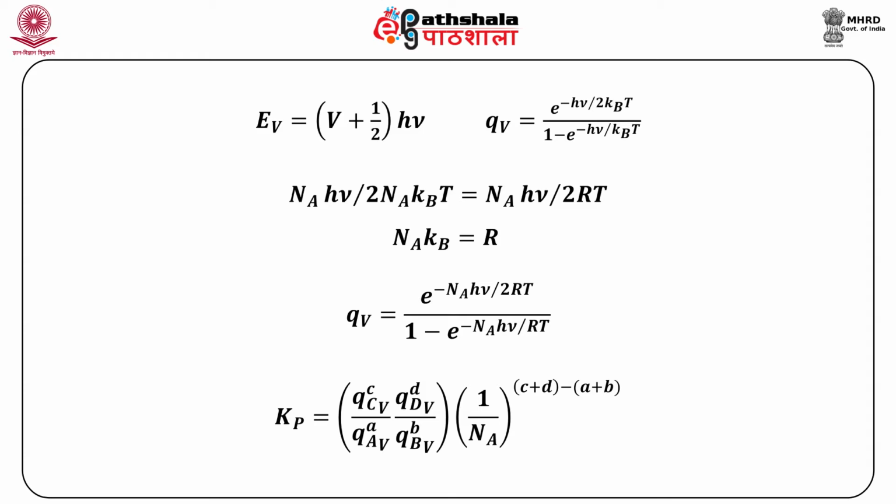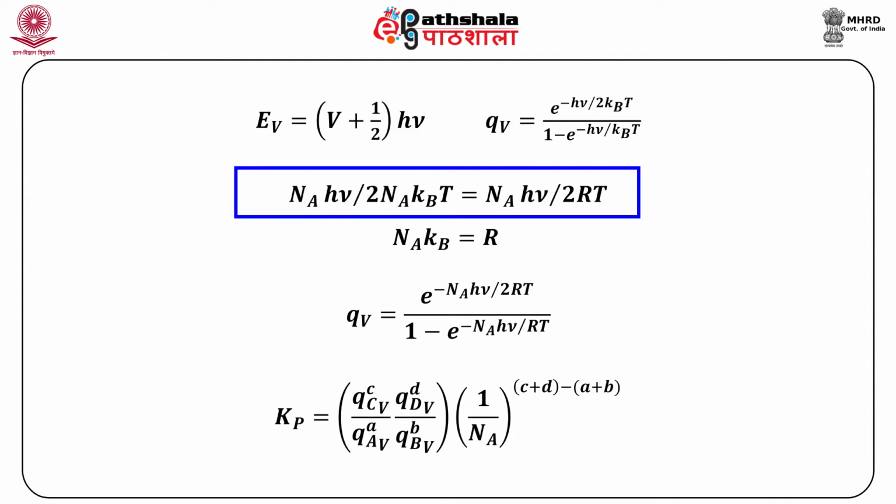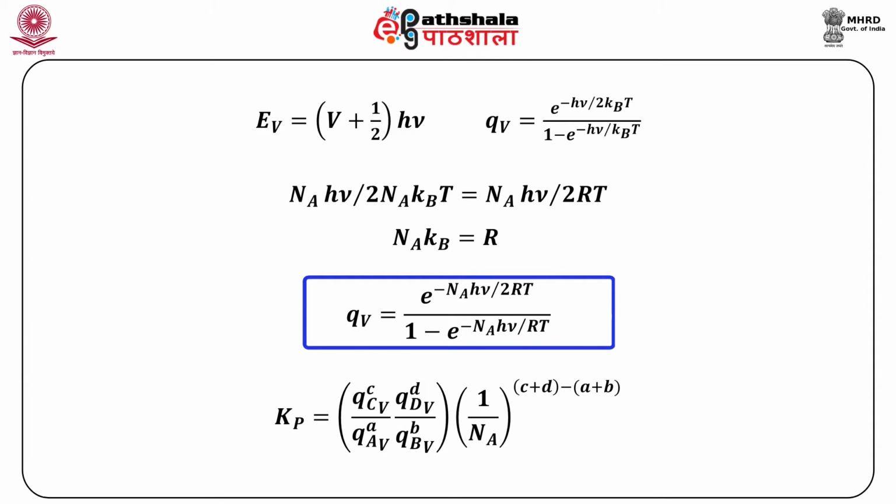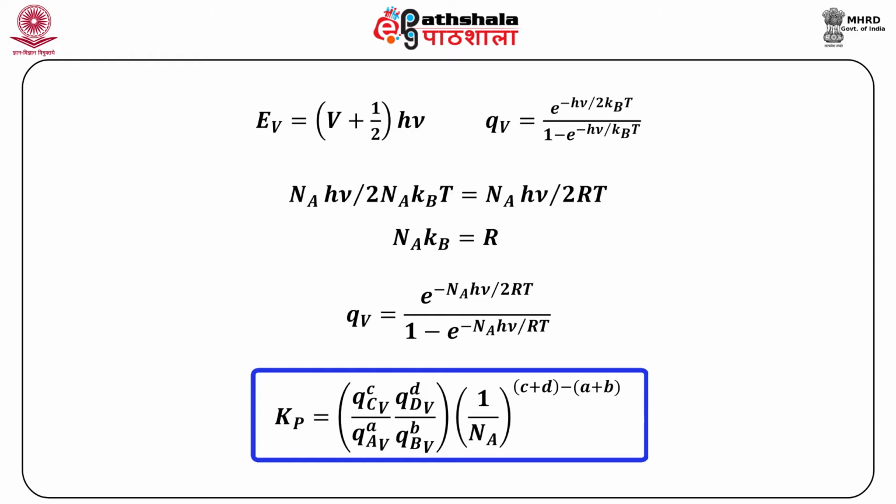For 1 mole of the reactants giving products, N_A h nu upon 2 N_A k_B T becomes N_A h nu upon 2RT, as N_A times k_B gives R, the gas constant. With this, the vibrational partition function becomes e to the power minus N_A h nu upon 2RT, divided by 1 minus e to the power minus N_A h nu upon RT. Using this vibrational partition function, the equilibrium constant expression becomes Q_CV to the power C into Q_DV to the power D upon Q_AV to the power A into Q_BV to the power B, into 1 upon N_A to the power (C plus D minus A plus B).